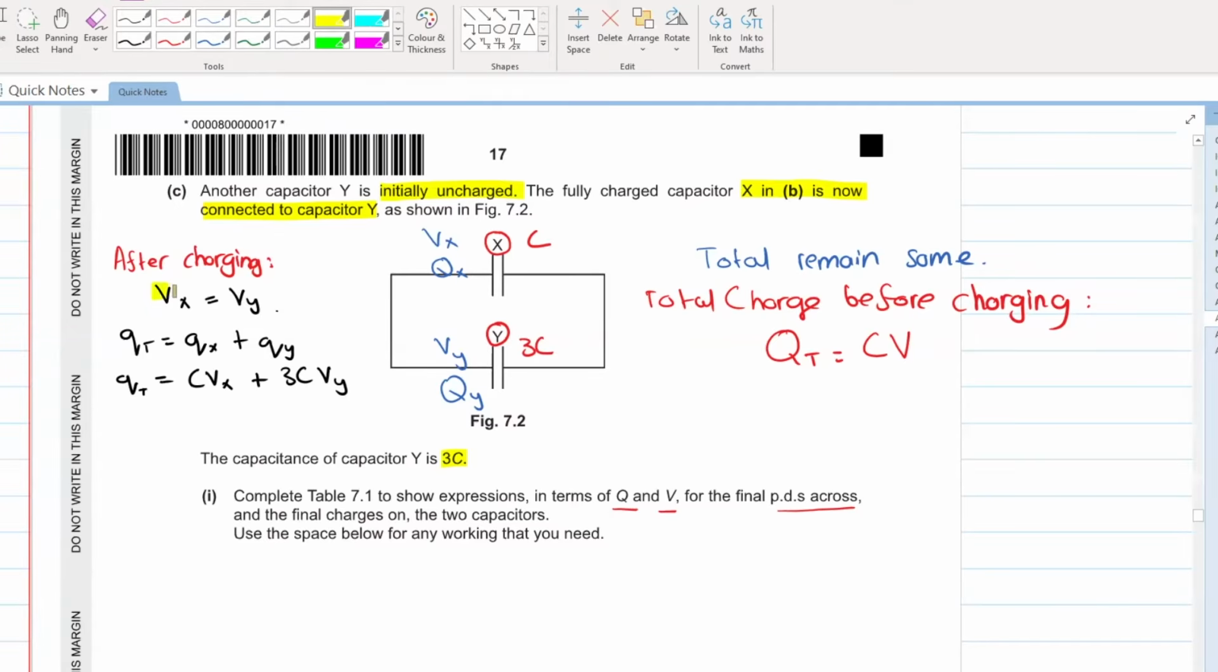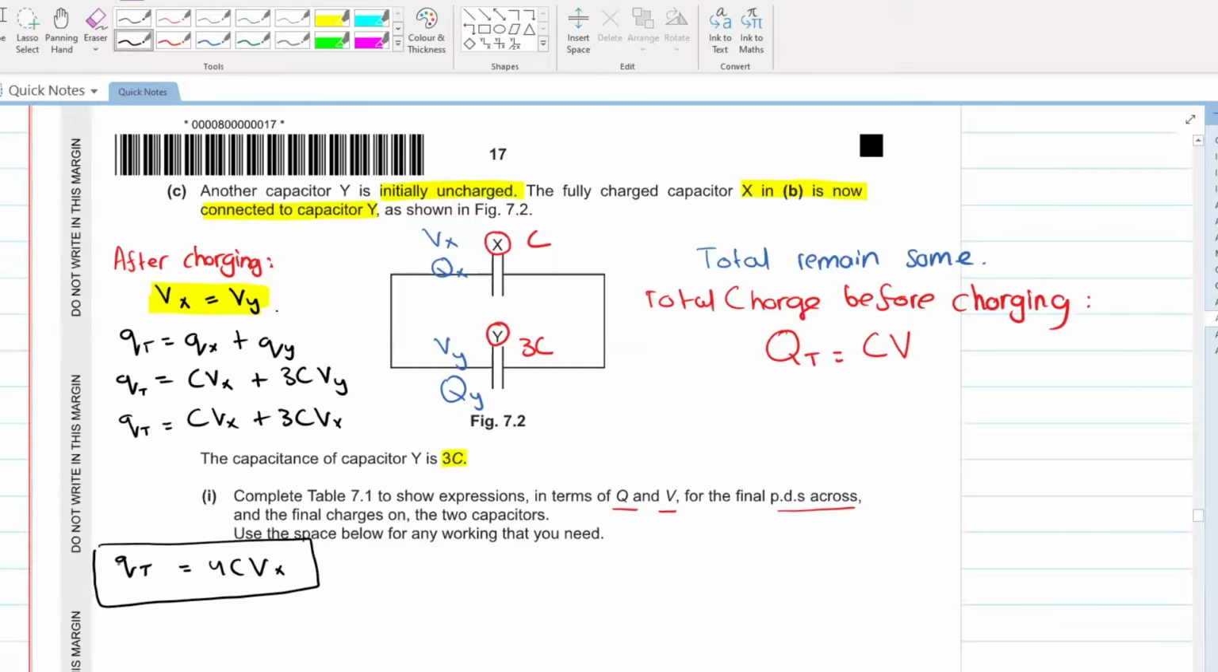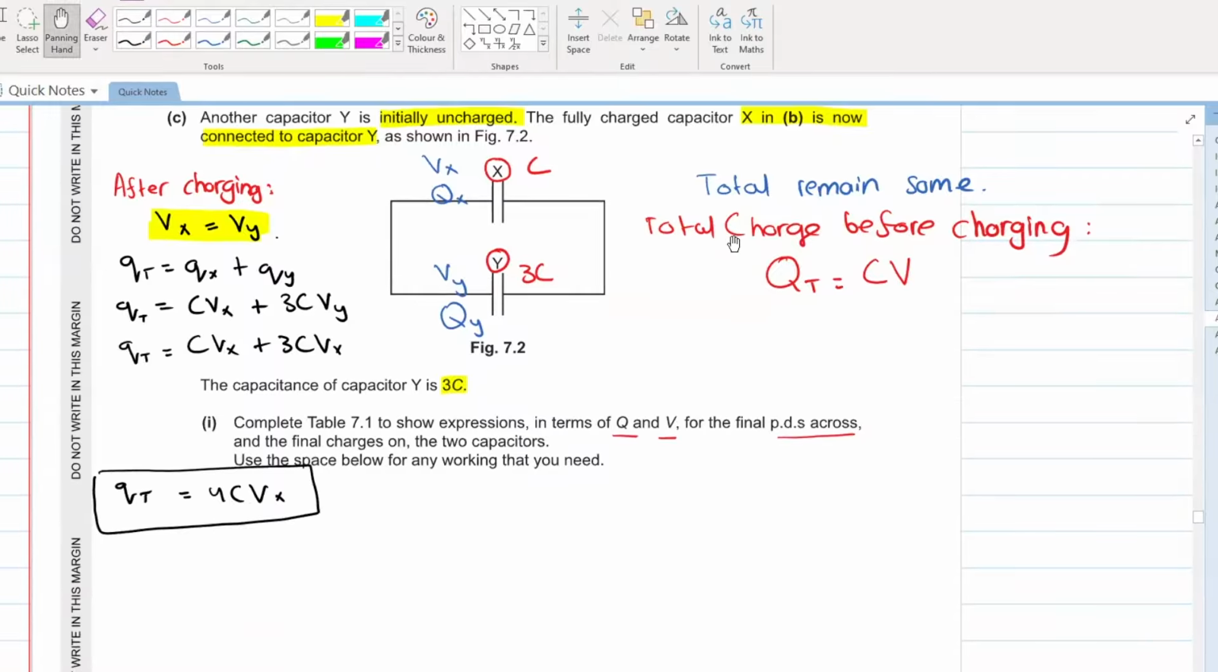Now, can you realize this fact that the charging will stop when the voltage at X is equal to the voltage at Y? So let me simplify this equation. CVx plus 3C Vx. I have replaced voltage at Y with Vx. The total charge comes out to be what? 4C Vx. Simple. This is your total charge after charging. This was your total charge before charging.